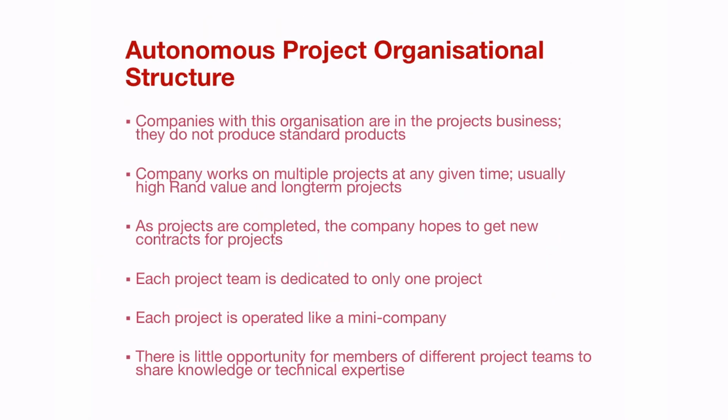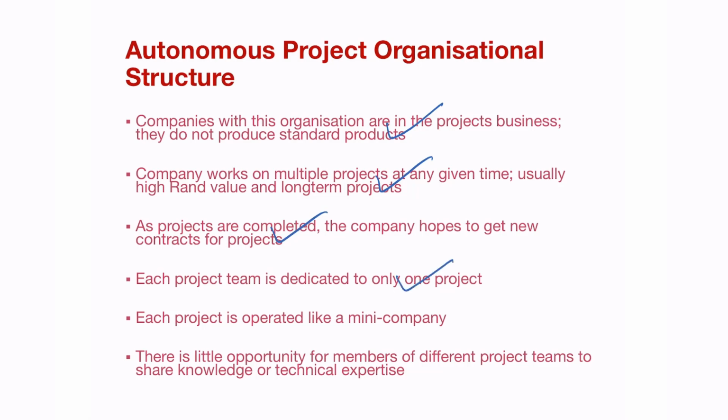And then you have the autonomous project structure. Companies with this organizational structure are in the project business. This is what they do. They work on projects, like advertising agencies and construction businesses. Everything that they do is a project. The company works on multiple projects at a time, usually high value and long-term projects. And as projects are completed, the company hopes to get new ones.